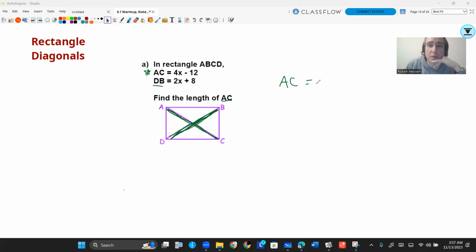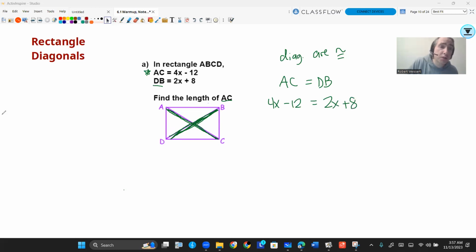So I know that the measures of AC and DB are going to be equal to each other since diagonals are congruent. Diagonals are congruent, those are equal to each other. So what I can do is substitute those expressions in: 4x minus 12 equals 2x plus 8. And once again, we're going to have an equation to solve.